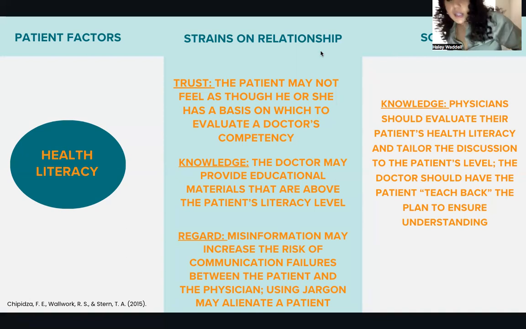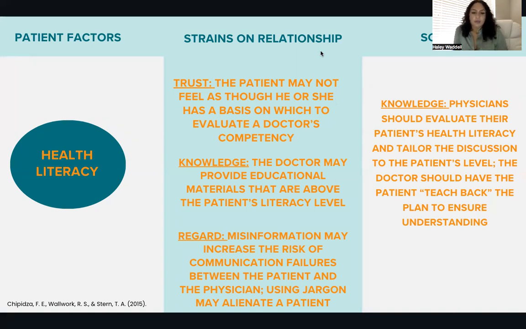So, you might provide a pamphlet or at-home instructions on how to take the medication that you prescribed, but it might be above their literacy level and they're not going to be able to understand it, which ultimately means they're not going to be able to adhere to their treatment regimen, and it affects their health and their care plan.